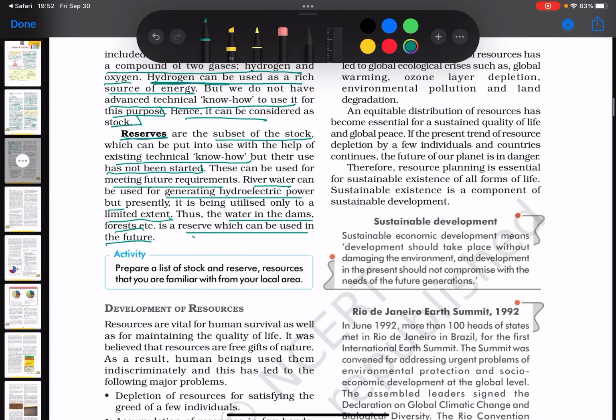Now here is a little activity for you at the end of this video. Prepare a list of stock and reserve resources that you are familiar with in your local area. Try to do a Google search and see what you come up with.